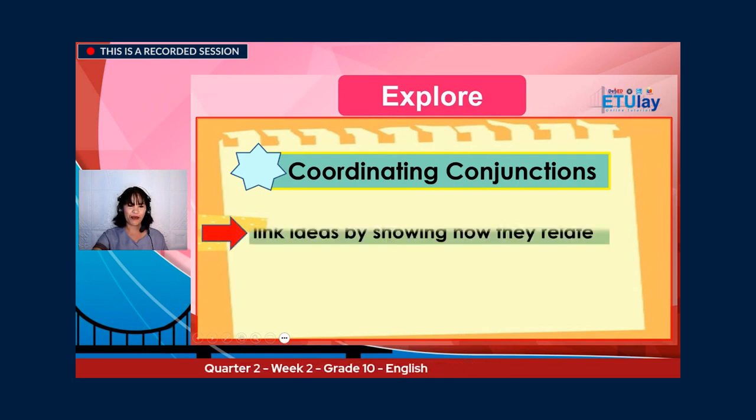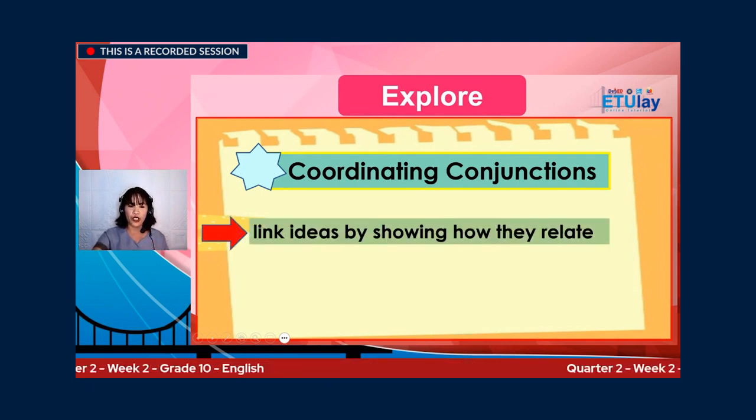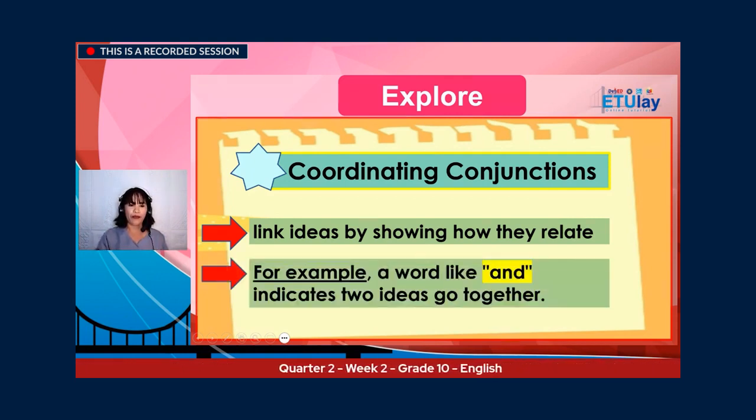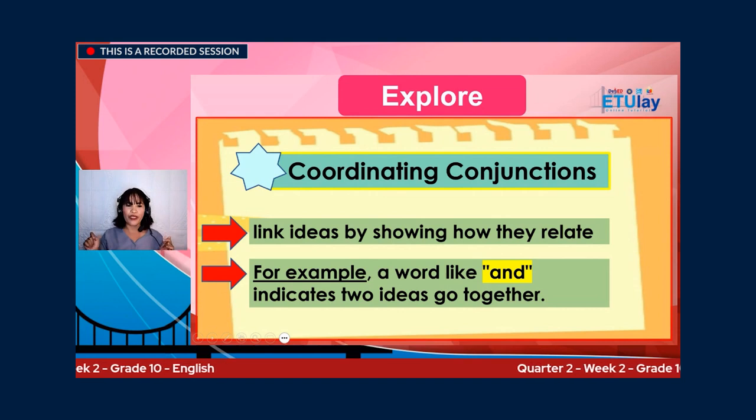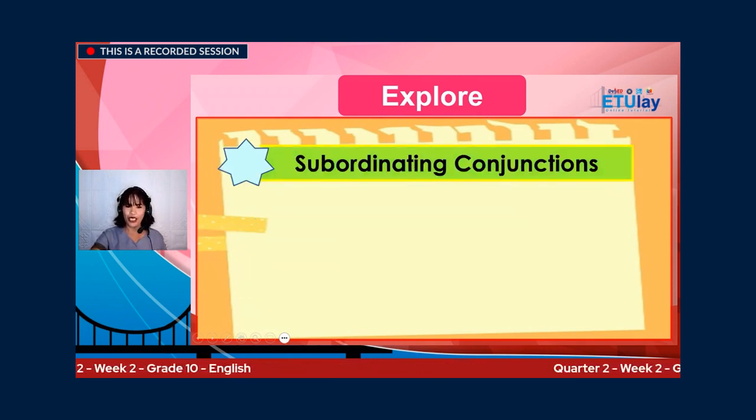Coordinating conjunctions. These coordinating conjunctions link ideas by showing how they relate. Link, like a link. It links ideas by showing how they correlate. For example, we have the word and. This is very common. When we use and in a sentence, we indicate two ideas that go together. We always use and to link two ideas that go together. That's for coordinating conjunction. What about subordinating conjunctions?